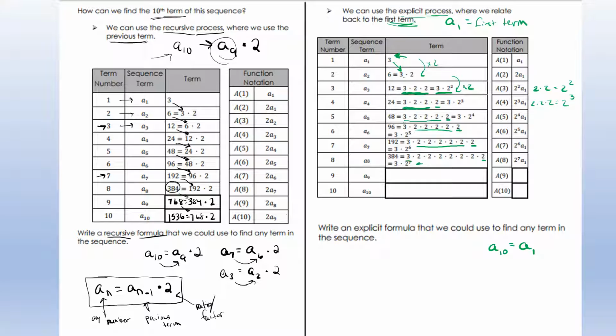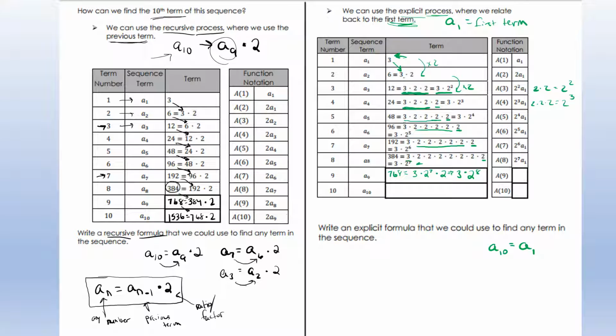It's still going to be 3 times 2 to the seventh power multiplied by another 2, which is going to be 3 times 2 to the eighth power. What is that? That's still 768.